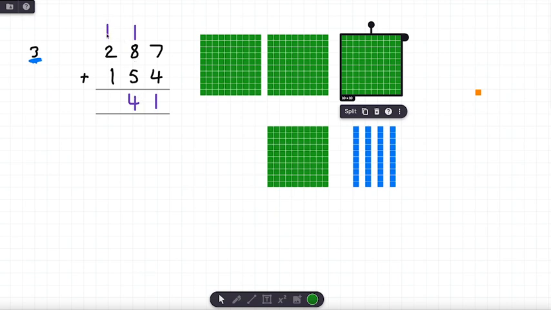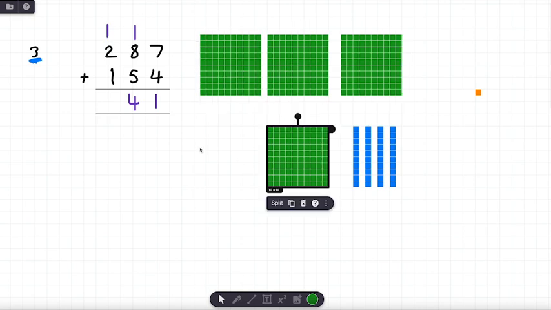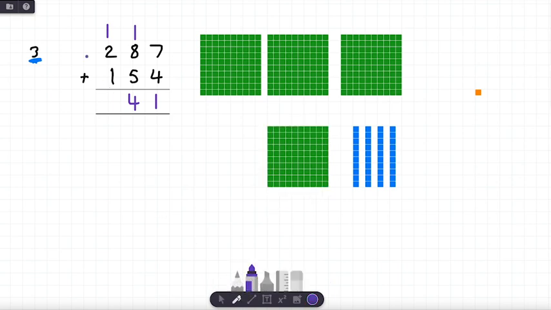We have the 100 we carried over. We have 2 more hundreds here, and we have a 100 as well. So 1 plus 2 plus 1 is 4. So we have 4 hundreds, and our answer is 441.